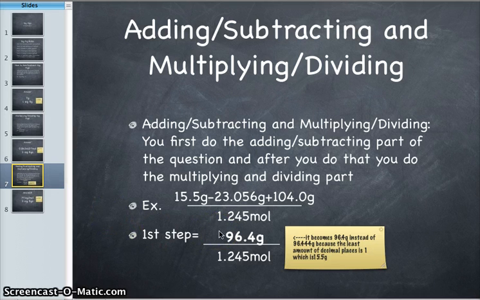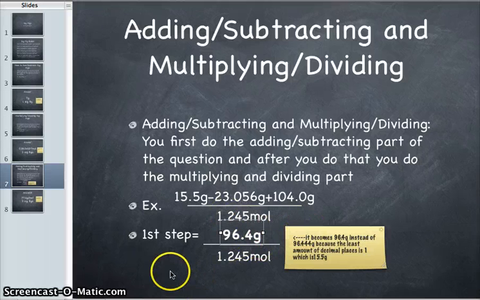So the first step is to do the adding and subtracting part, which you get is 96.4 grams. You get that because 15.5, 23.056, and 104.0 grams. The ones that have the least decimal places are 15.5 and 104.0. They just have one number after the decimal, so you get 96.4. And 1.245 stays the same.